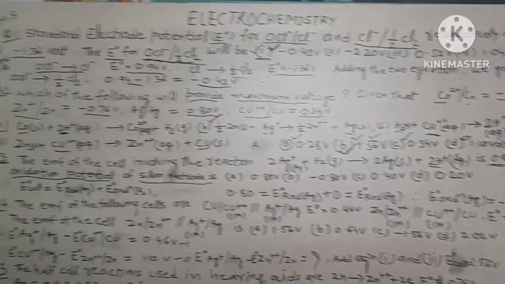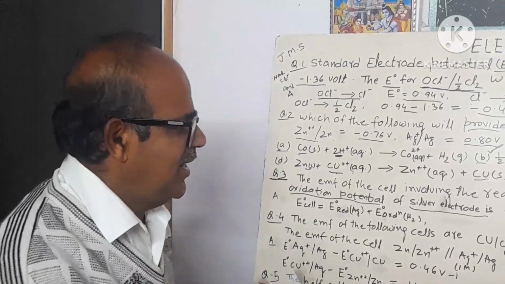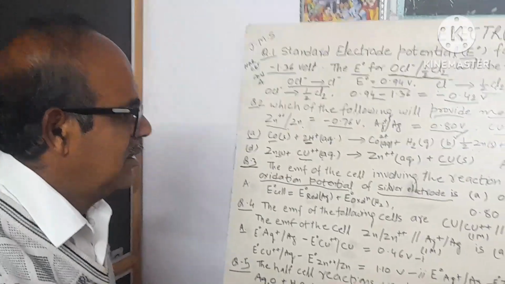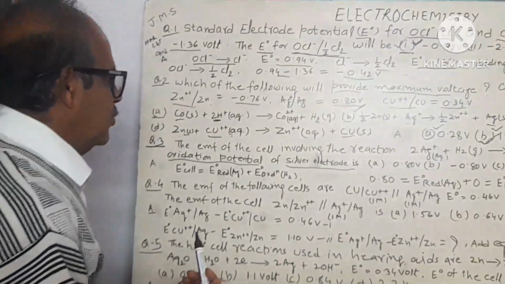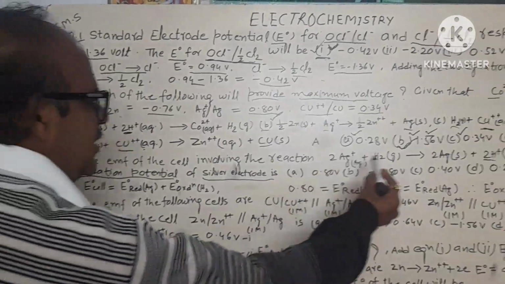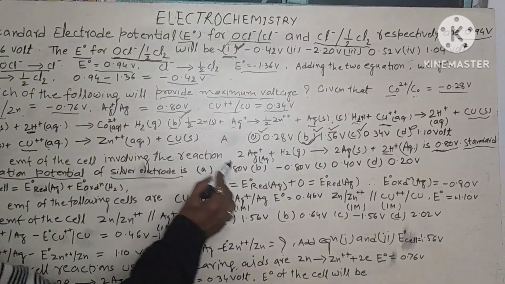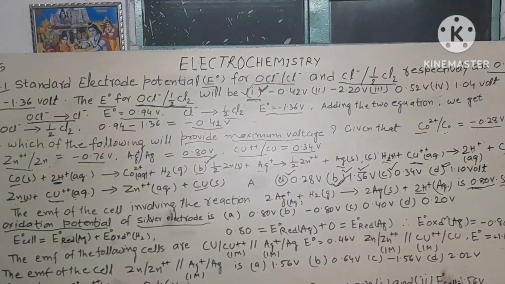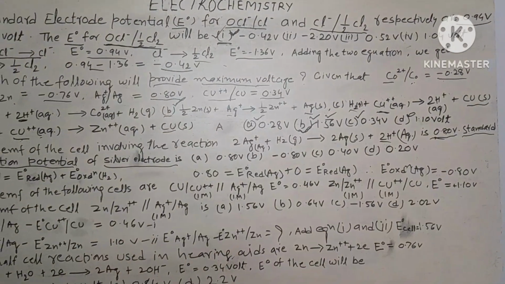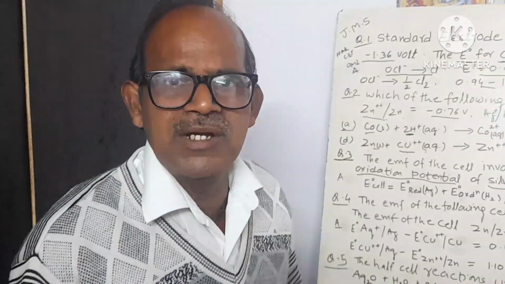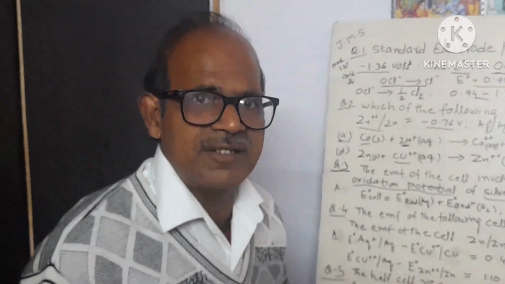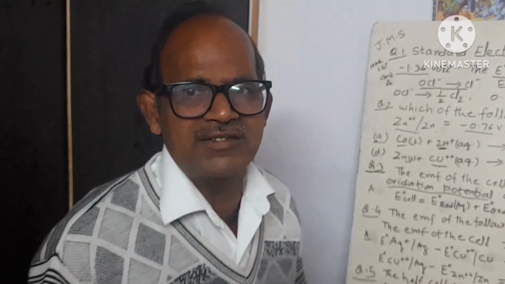How will you tell without solving? Without solving you can't tell, you simply can't guess. So here you have to solve it. How will you solve? Think for this reaction only. You have to tell the silver electrode oxidation potential, not the reduction. But to tell the oxidation potential, you have to calculate the reduction potential. Without calculating the reduction potential, you can't tell the oxidation potential.